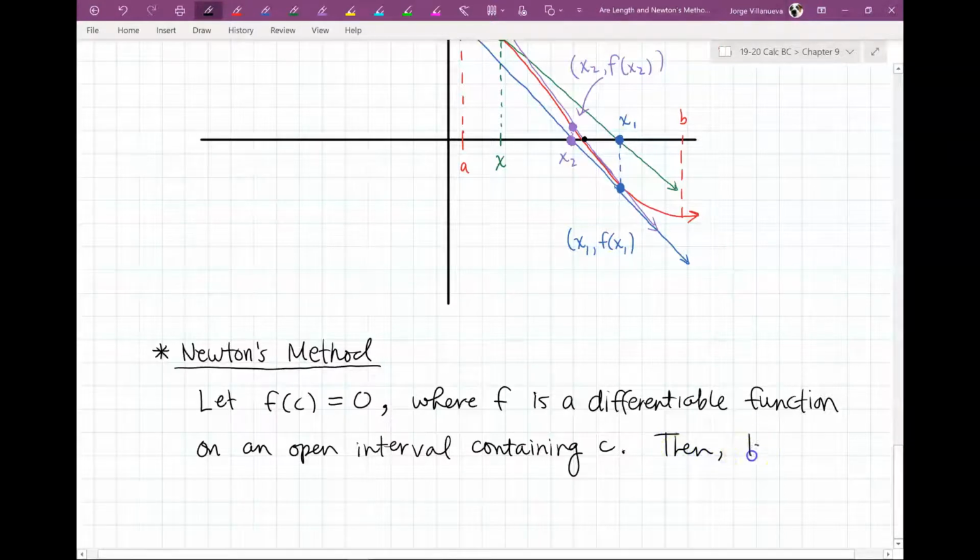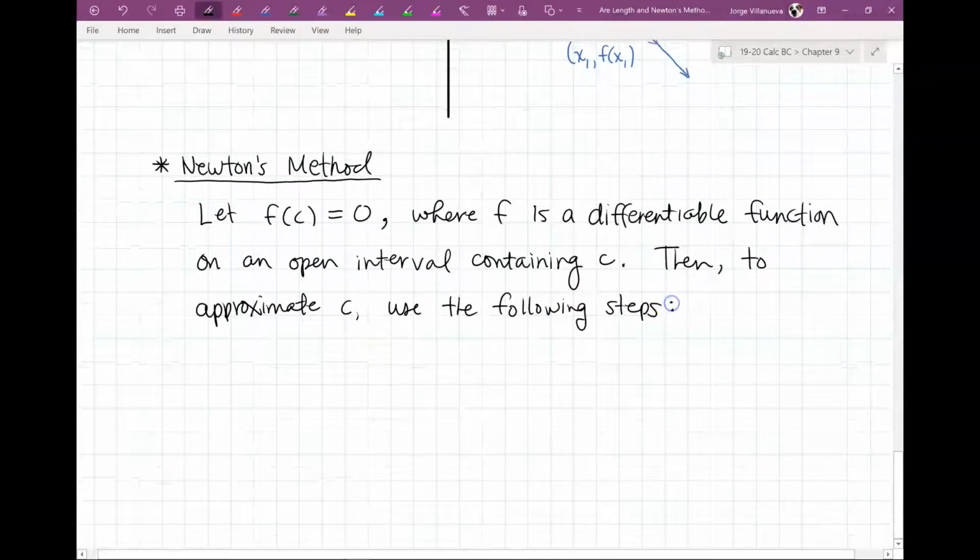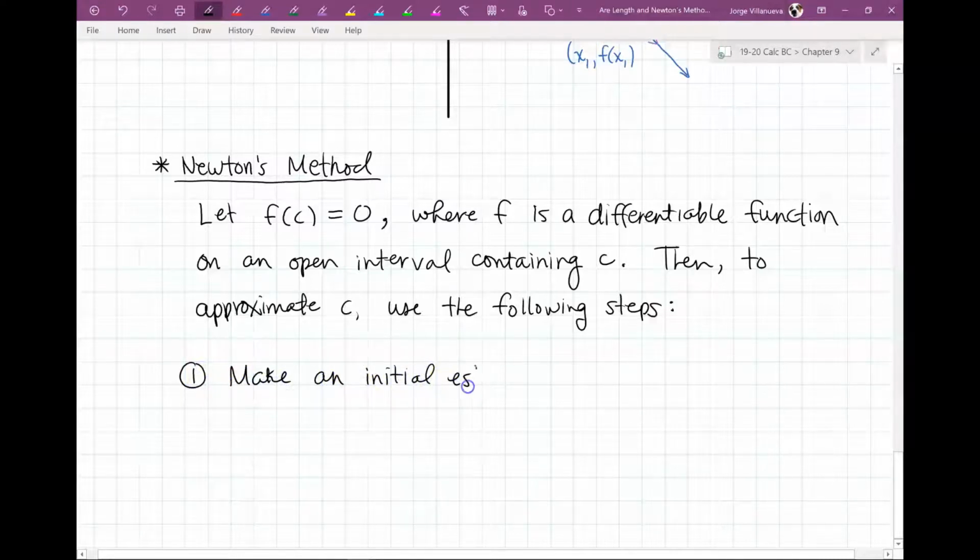Then, to approximate c, use the following steps. So step number 1, we're going to make an initial estimate. In other words, guess. Go ahead. What if the point you're trying to find is undefined? Well, if it's a 0, it has to be defined. That's what they say in the very beginning: make sure that there's a 0. So don't go crazy trying to find a 0 for something that has no 0, or else you're never going to find it. So make an initial estimate x sub 1.